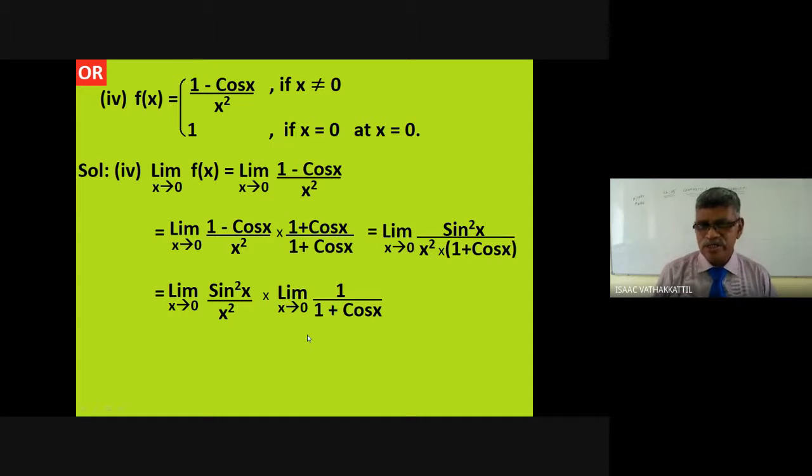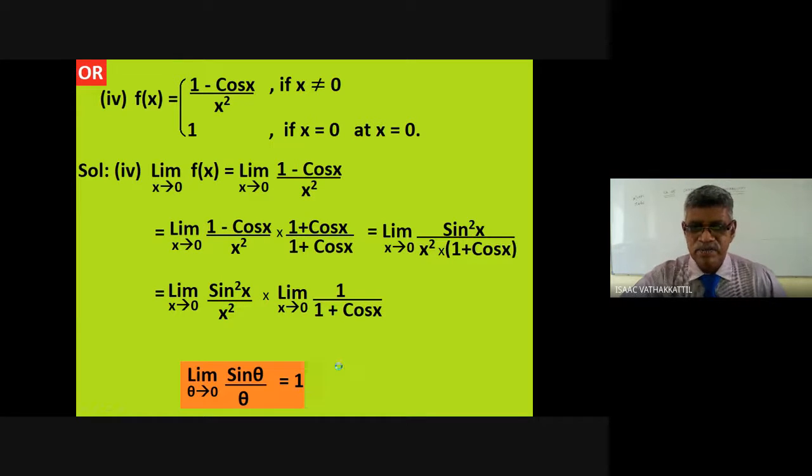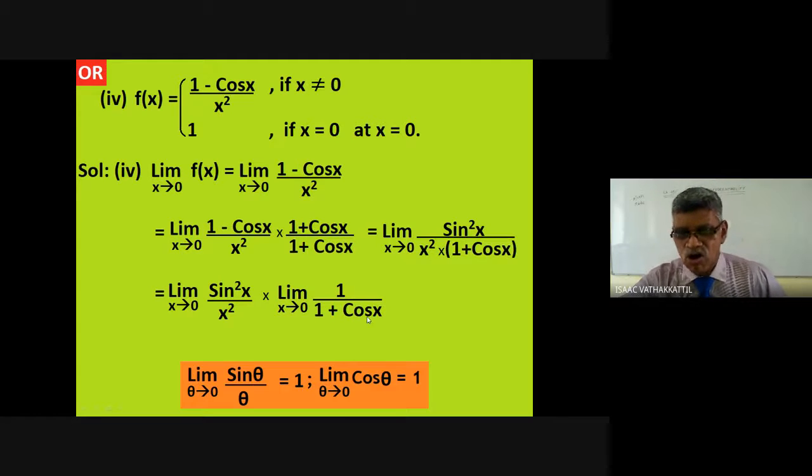There is no indeterminate case now. You can apply the limit here to 1 by (1 plus cos x). We know that when x tends to 0, cos x tends to 1. And the first limit is 1, since the limit as theta tends to 0 of sin theta by theta is 1. And the limit as theta tends to 0 of cos theta is 1, so the limit as x tends to 0 of cos x is 1. So applying this, it is 1 into 1 by (1 plus 1).